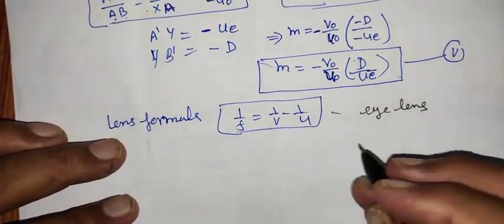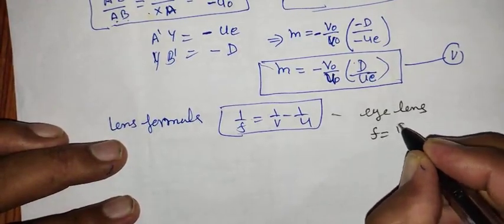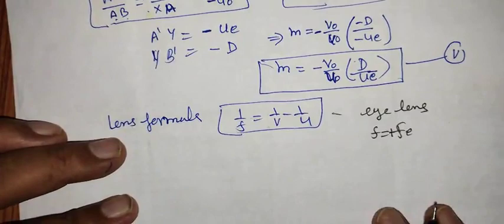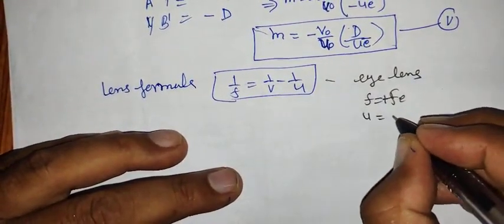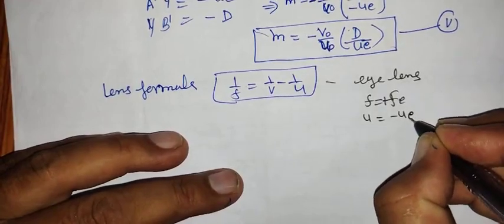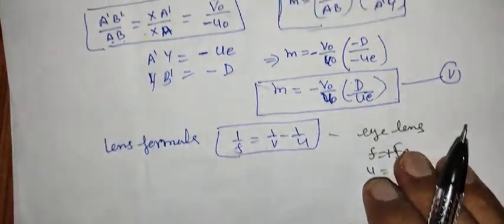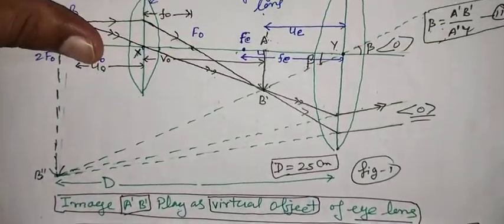The eye lens is an achromatic combination of convex lenses, in which F is equal to Fe, because the focal length is positive, and U is equal to minus Ue, and V is minus D, because the final image is formed at the least distance of distinct vision.